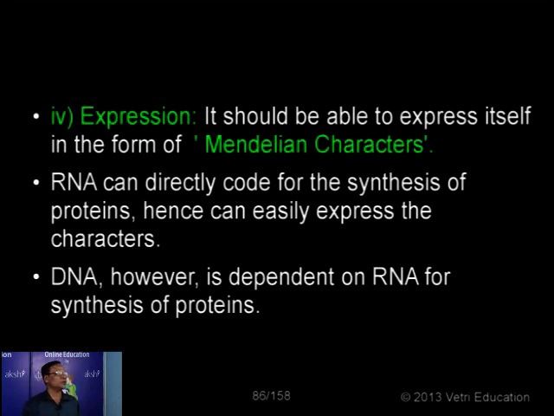In the last class we talked about the previous three characteristics of a genetic material, namely the mutation, the replication, as well as the stability. In that one we came to know the DNA is more stable than RNA because of certain characteristics. Now the fourth important characteristic of a genetic material is its expression.